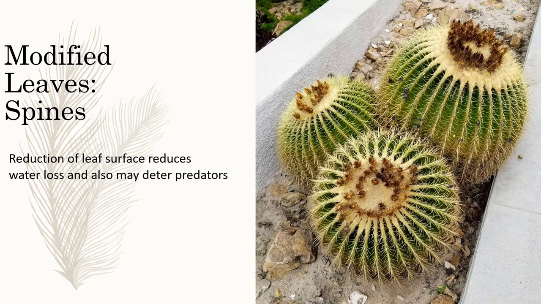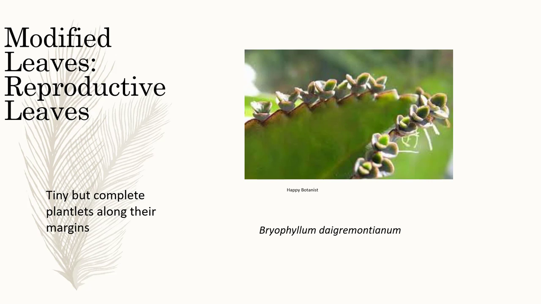Other modified leaves include spines, and they reduce leaf surfaces, and that helps reduce water loss and may deter predators. And then we've got reproductive leaves. These are modified leaves. This is a devil's backbone, and what it has is tiny but complete plantlets along its margin. You can actually see the roots.